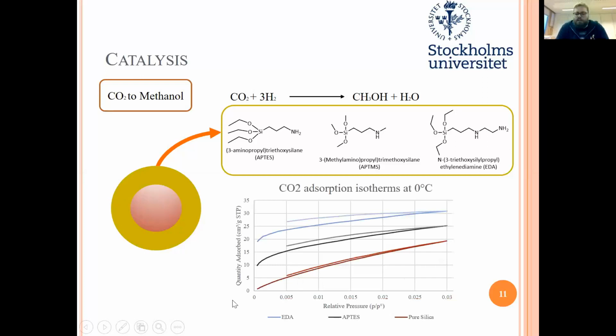Silica on its own has a capacity to absorb CO2, but it's mostly physisorbed CO2. And for these transformations, we prefer to have chemically adsorbed CO2. By the modification with these aminated monomers, we see an increase in the capacity of CO2 capture. So all in all, we can say that modifying silica with these aminated silane monomers leads to enhancement in the CO2 sequestration.